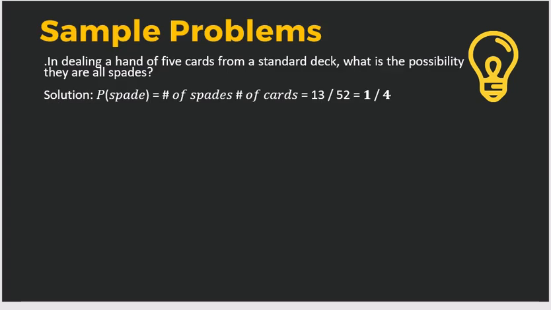Next, let's have some sample problems, no? In dealing a hand of 5 cards from a standard deck, what is the probability that they are all spades? So, eto po, yung example natin dito is halos the same for the multivariate, no? We have the number of spade cards is equal to 13, lang naman yung tig 13 silang lahat, over 52 is equivalent to 1/4.